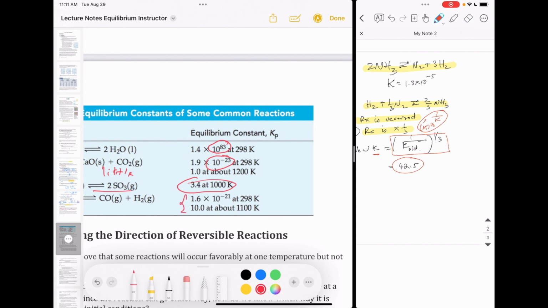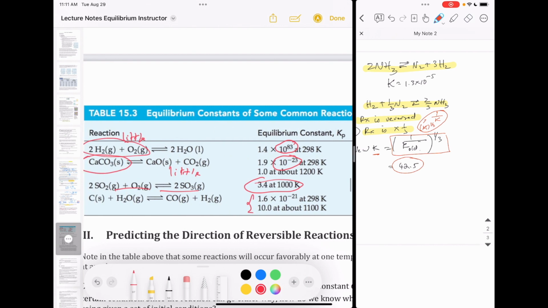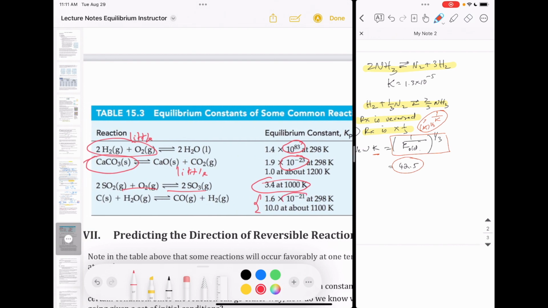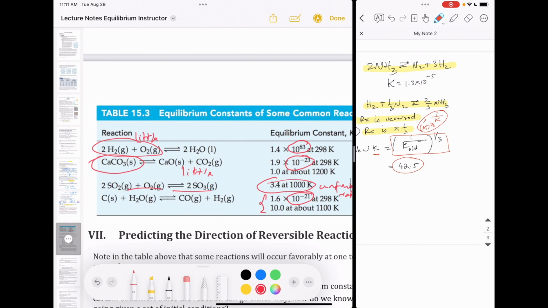These K values actually depend on temperature, so you can see that a reaction is really unfavorable. Okay, we'll use this word again and again later on. Unfavorable just means that it doesn't favor product, right? So 10 to the minus 21, a really tiny number at 298 Kelvin, which is about room temperature. But then if you crank up the temperature to 1100 Kelvin, now that reaction actually has a pretty favorable K. It says a K of 10. So you can actually change the value of K with temperature.